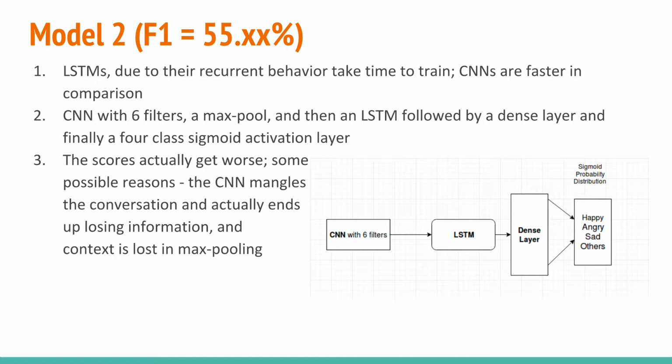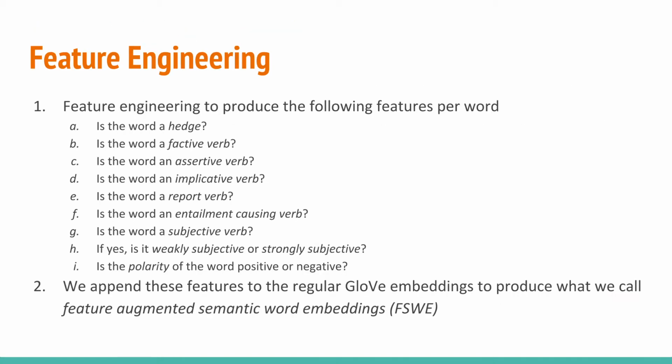Some of the reasons we think this is due to is that the CNN actually just messes up the conversation. It jumbles it up and ends up losing information instead of making more sense of it. And the same stands true for max pooling as well. Thus, we've not really tried working with CNNs after this. We instead try to go for feature engineering.